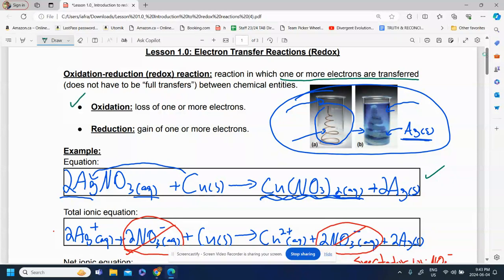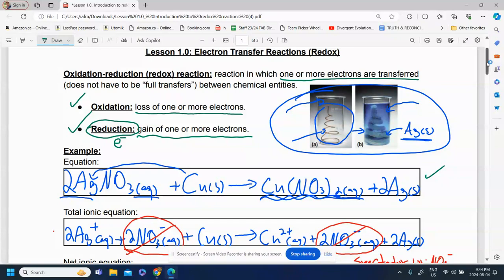Oxidation is when a substance has lost electrons, one or more electrons, whereas reduction is where a substance has gained one or more electrons. And if you think about it in terms of charge, reduction: electrons have a negative charge. So when you gain electrons, your charge is reduced, meaning you become more negative. So you can think of it that way, whereas oxidation is the opposite. As you lose electrons, you become more positive.